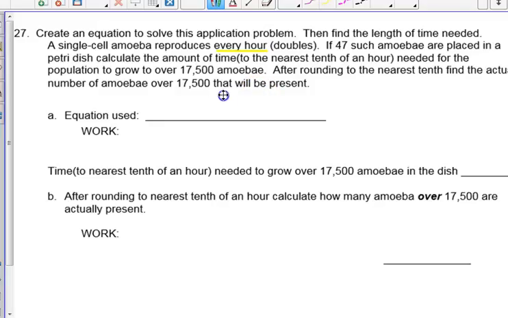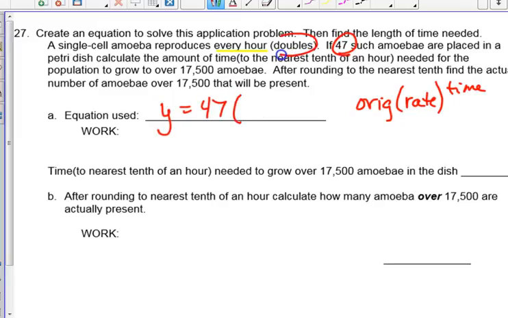Number 27, this would be original times the rate to the time, etc. It says if 47 amoeba are introduced, they are doubling every hour, so 2 to the x, or t. We want it to become 17,500.